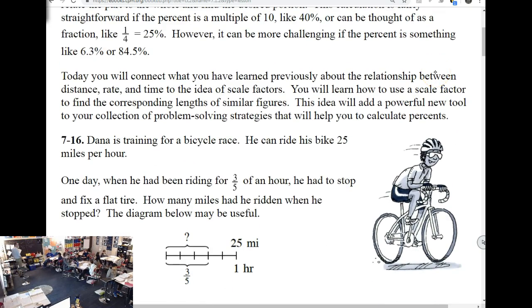Today we'll connect what you have learned previously about the relationship between distance, rate, and time to the idea of scale factor. You will learn how to use the scale factor to find the corresponding lengths of similar figures. This idea will add a powerful new tool to your collection of problem-solving strategies that will help you calculate percents.